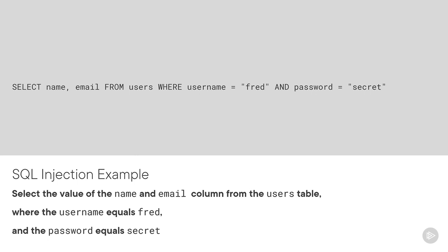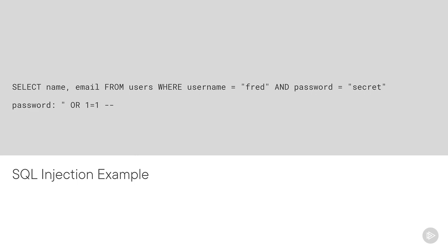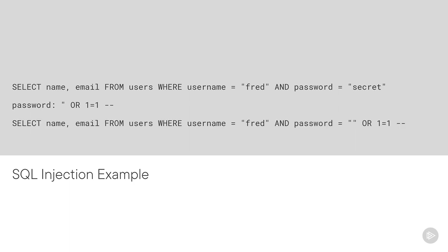As an attacker, instead of using a normal password, let's fill into the password field double quotes and a Boolean statement or 1 equals 1. And we finish it off with two dashes. In other words, the right side of the SQL statement can be dropped. So if this would be in the value of the password field, then the SQL statement would read like the following. Select name email from users, where username is Fred and the password is empty, or 1 equals 1, which is always the case, and drop the rest of the statement.